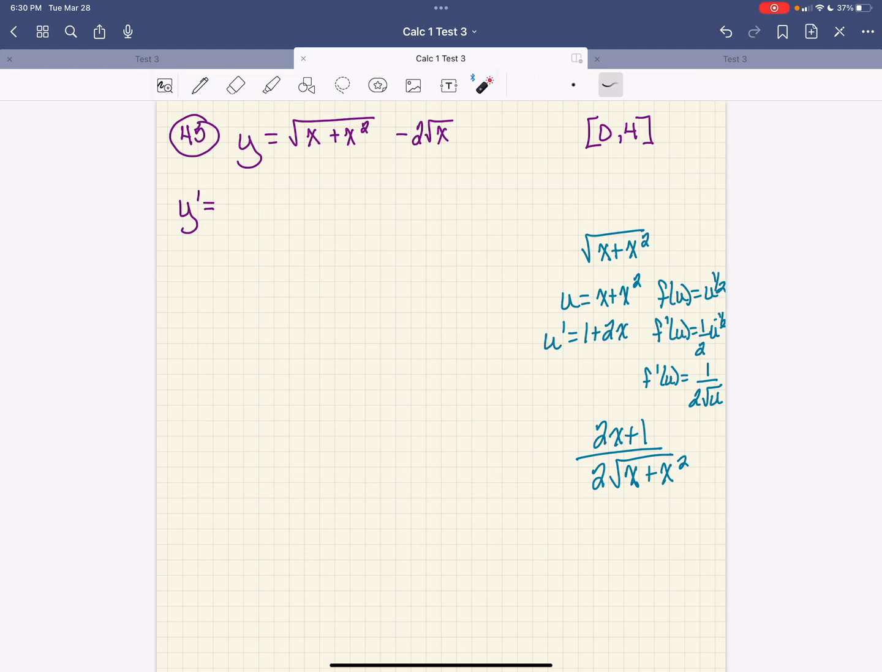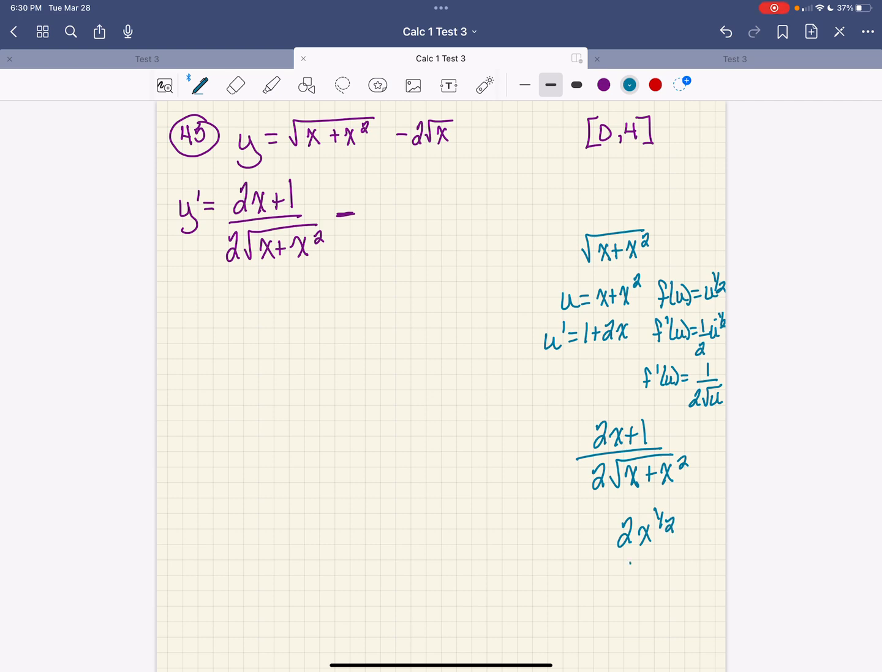So the derivative of this right here is 2x plus 1 over 2 on the square root of x plus x squared. Now to find the derivative of 2 on the square root of x, I'm going to go ahead and put my subtraction sign right there. 2 on the square root of x is 2x to the 1/2.